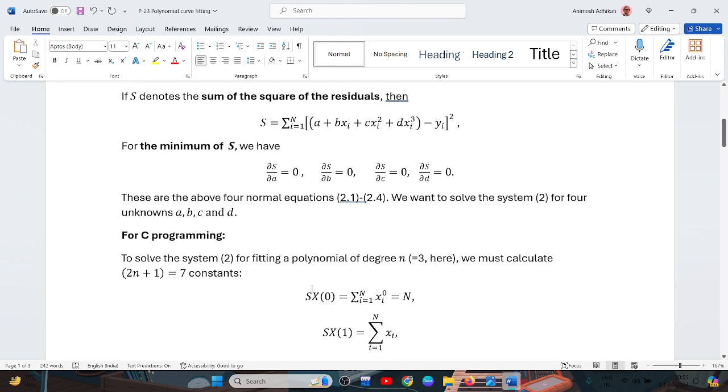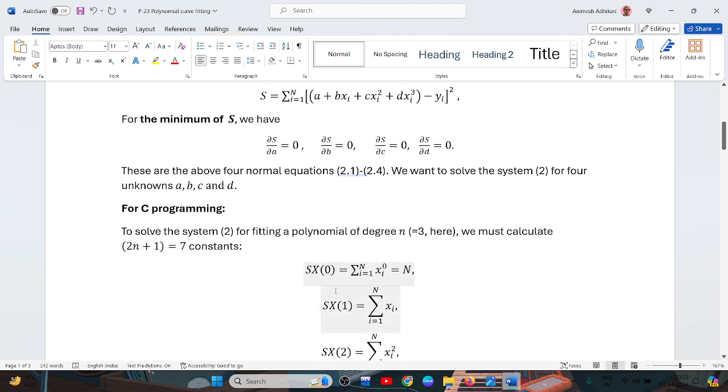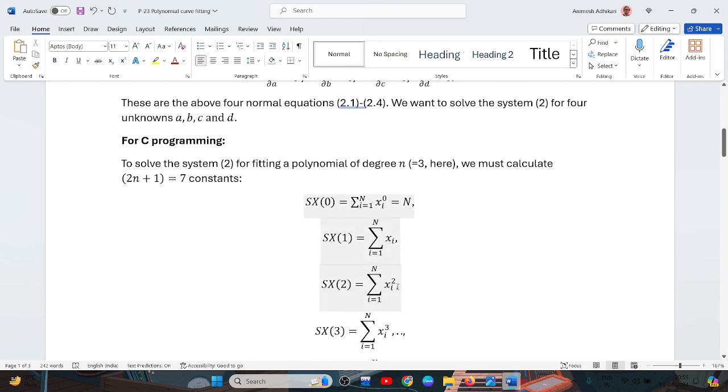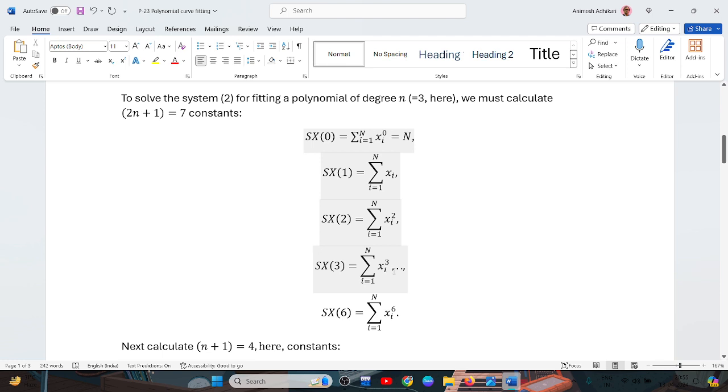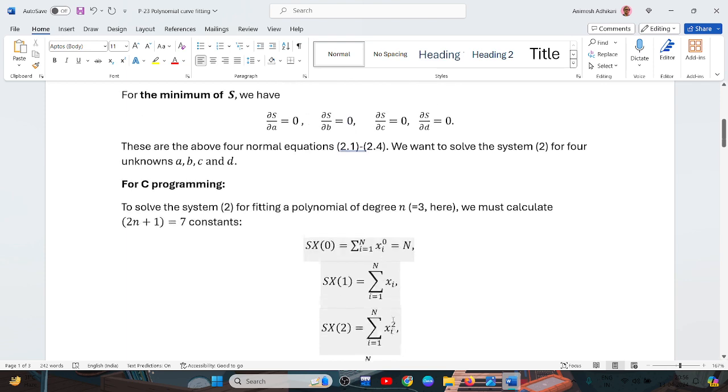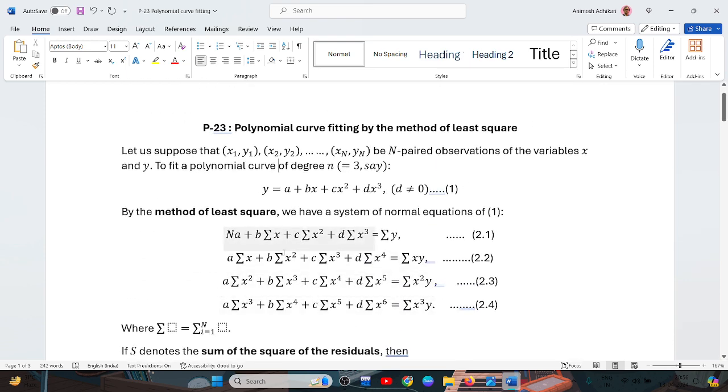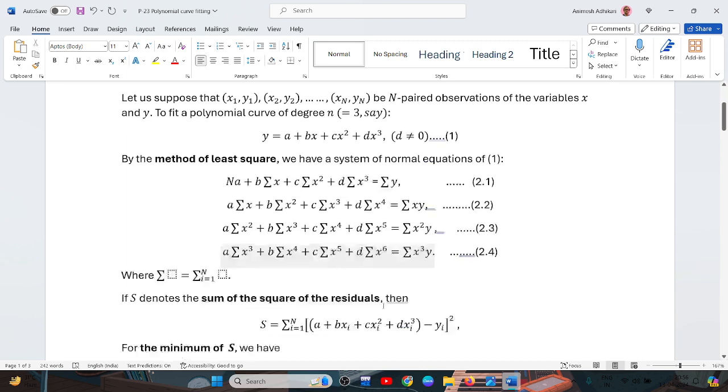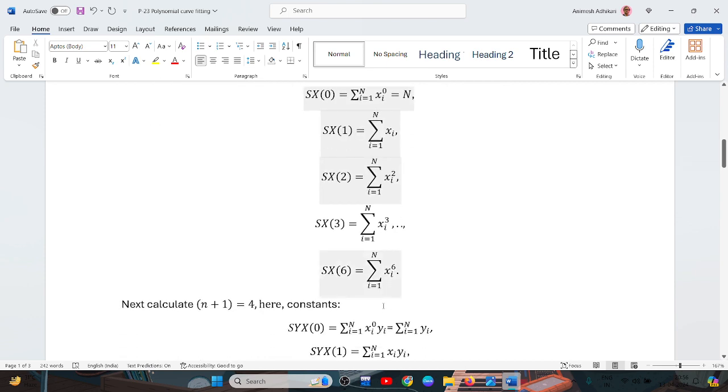This is the notation. Sx0 equal to the summation xi to the power 0, that is equal to constant 1, so obviously this is equal to the number of data capital N. Sx1 equal to summation xi, Sx2 equal to summation xi square, Sx3 equal to summation xi cube, and Sx6 equal to summation xi to the power 6. So the left hand sides of the equations, the summation x square, summation x cube, and lastly summation x to the power 6, we get by this notation.